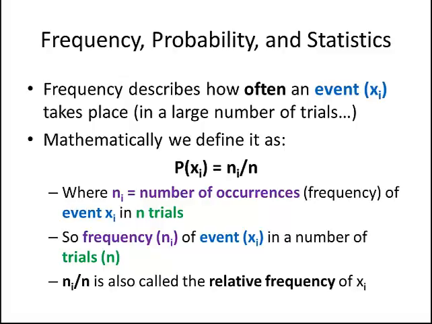And this is where n sub i is the number of occurrences of an event, x sub i, in n trials. And n sub i over n is also, we sometimes refer to that as the relative frequency of x. And the relative frequency is the probability after a large number of events. And the actual probability is the limit toward infinite events.